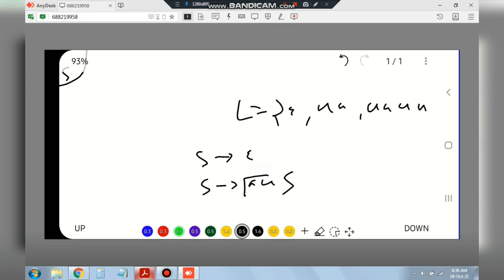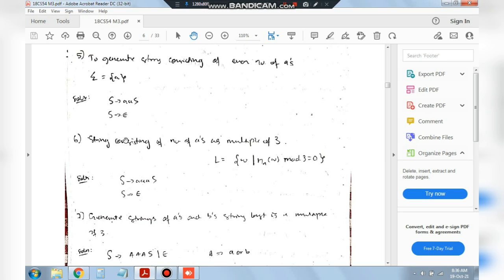Okay. So each time if I replace S, it will be replaced with 2 A's and further S, for continuing the string, or I can substitute epsilon to end the string. Okay. So this is the answer. S goes to AAS and S goes to epsilon.